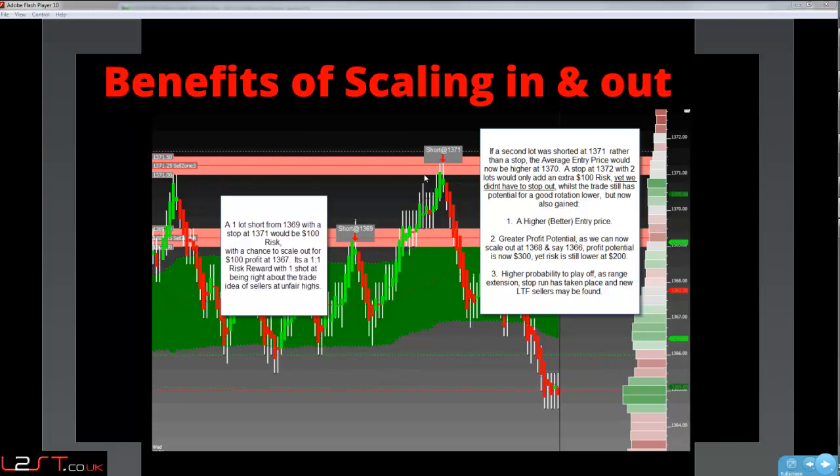Now, I'm not always scaling in as the market moves against me and building a position in that way. Most of the time, I'm not. Most of the time, it's moving in my direction. I want a high probability trade and a high probability area for new business.